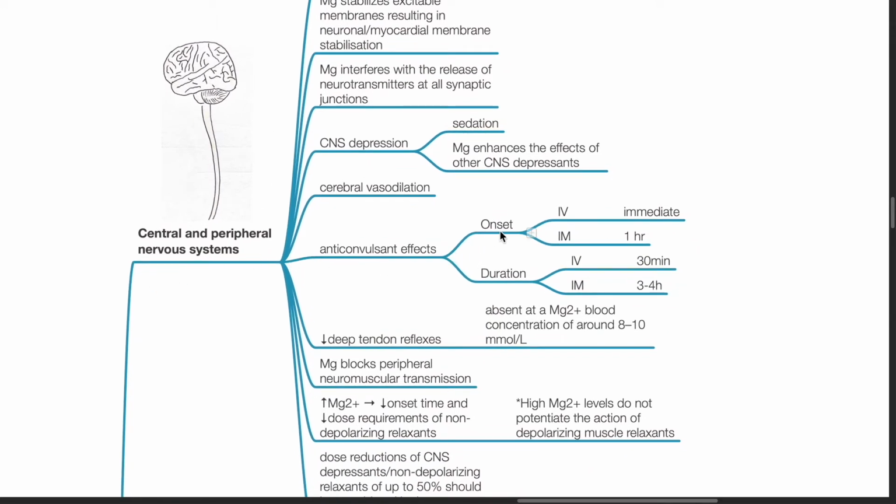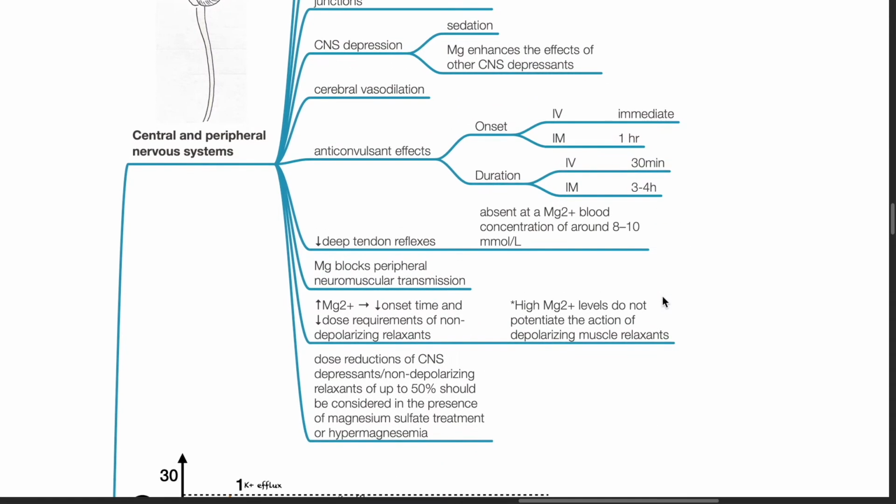The onset via IV route is immediate, and the onset via IM route takes 1 hour for its anticonvulsant actions. Duration of action is, for the IV route, 30 minutes, for the IM route, 3 to 4 hours. Magnesium reduces deep tendon reflexes. Deep tendon reflexes are absent at a magnesium blood level of around 8 to 10 millimoles per liter.